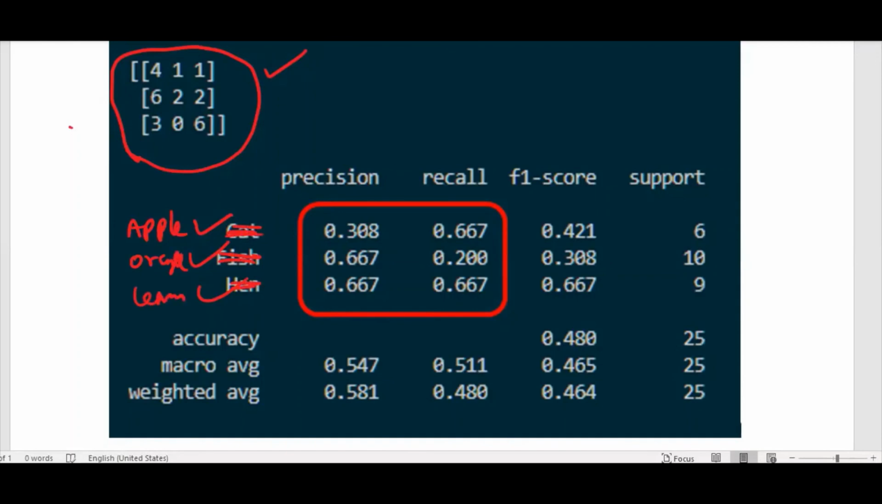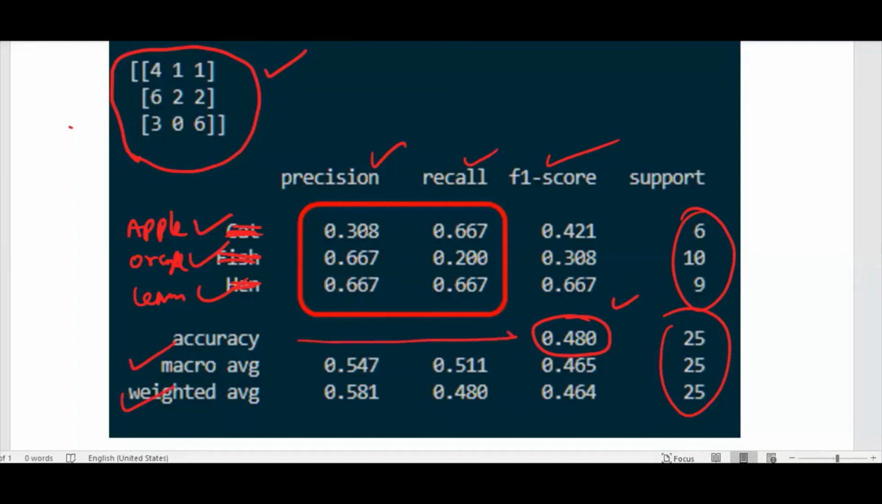So you get it this way. Now tell me, are you able to match or not? These are the ones we already got: precision, recall, F1 score, total 25. So accuracy score 48. If you remember, it's 0.48. We must have found this also, 0.48. And these are the micro and weighted averages. Micro we don't require here. Total accuracy 0.48.